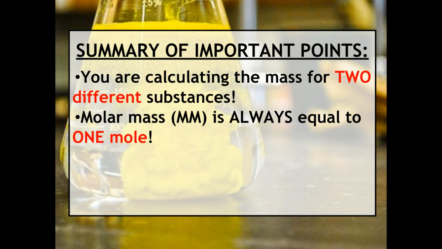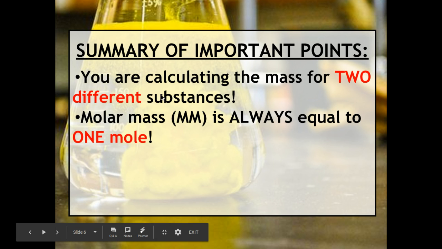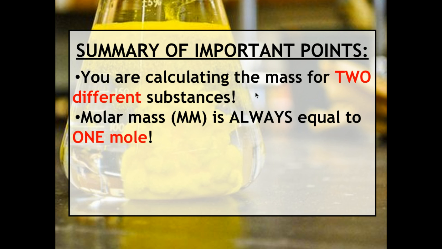So let's look at what we're doing, the summary of today's lecture. You are calculating the mass for 2 different substances because you're given a different substance and you're changing it into the other substance and then converting that to that new substance's grams. Remember, molar mass is always equal to 1 mole. Remember, when you use the masses off the periodic table, it is in grams per mole, grams per 1 mole. That's what makes this so useful in dimensional analysis, because it's always 1 mole.